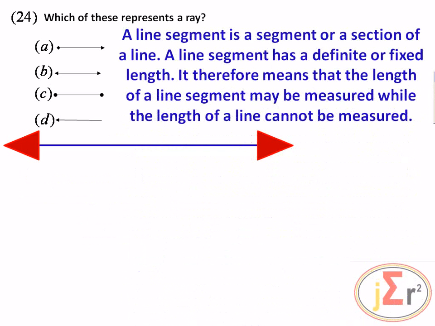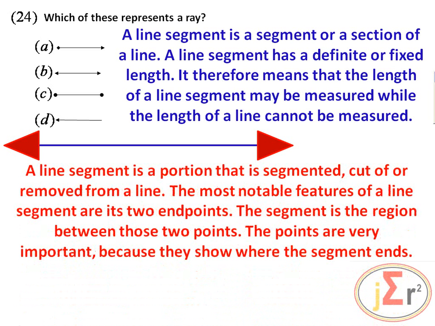A line segment is a segment or section of a line. A line segment has a definite or fixed length. It therefore means that the length of a line segment may be measured, while the length of a line cannot be measured. A line segment is a portion that is segmented, cut off, or removed from a line.